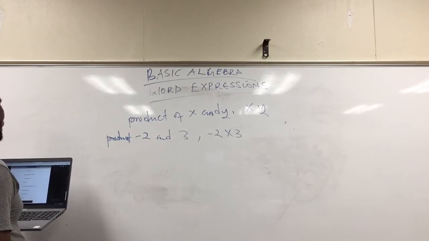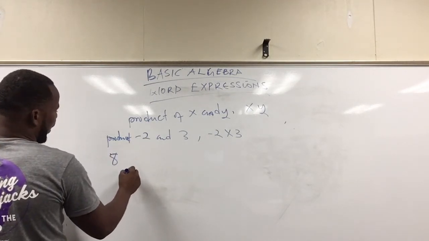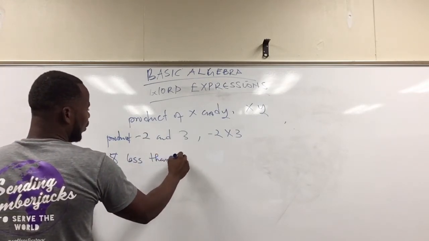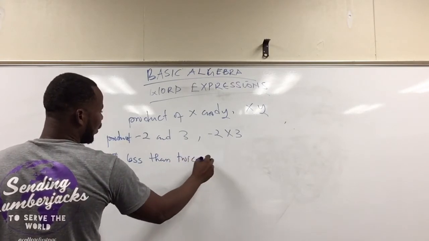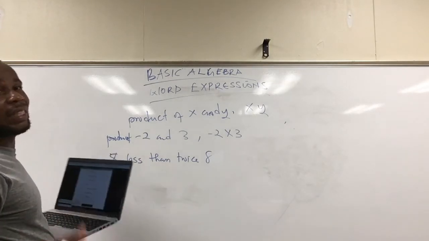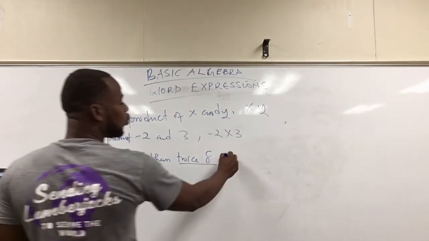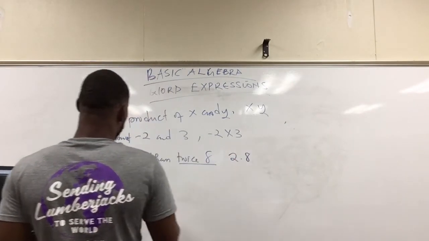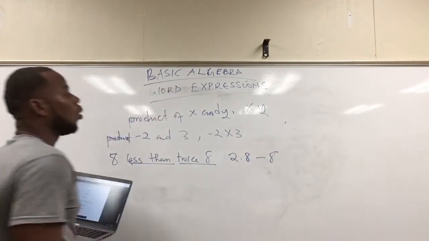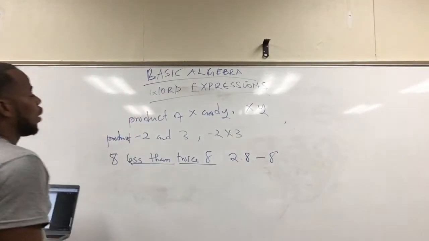So what do we have? 8 less than twice 8, okay? Now twice 8 is 2 times 8. Then when you hear less than, it means subtract. So 8 less than twice 8 is 2 times 8 minus 8, okay?